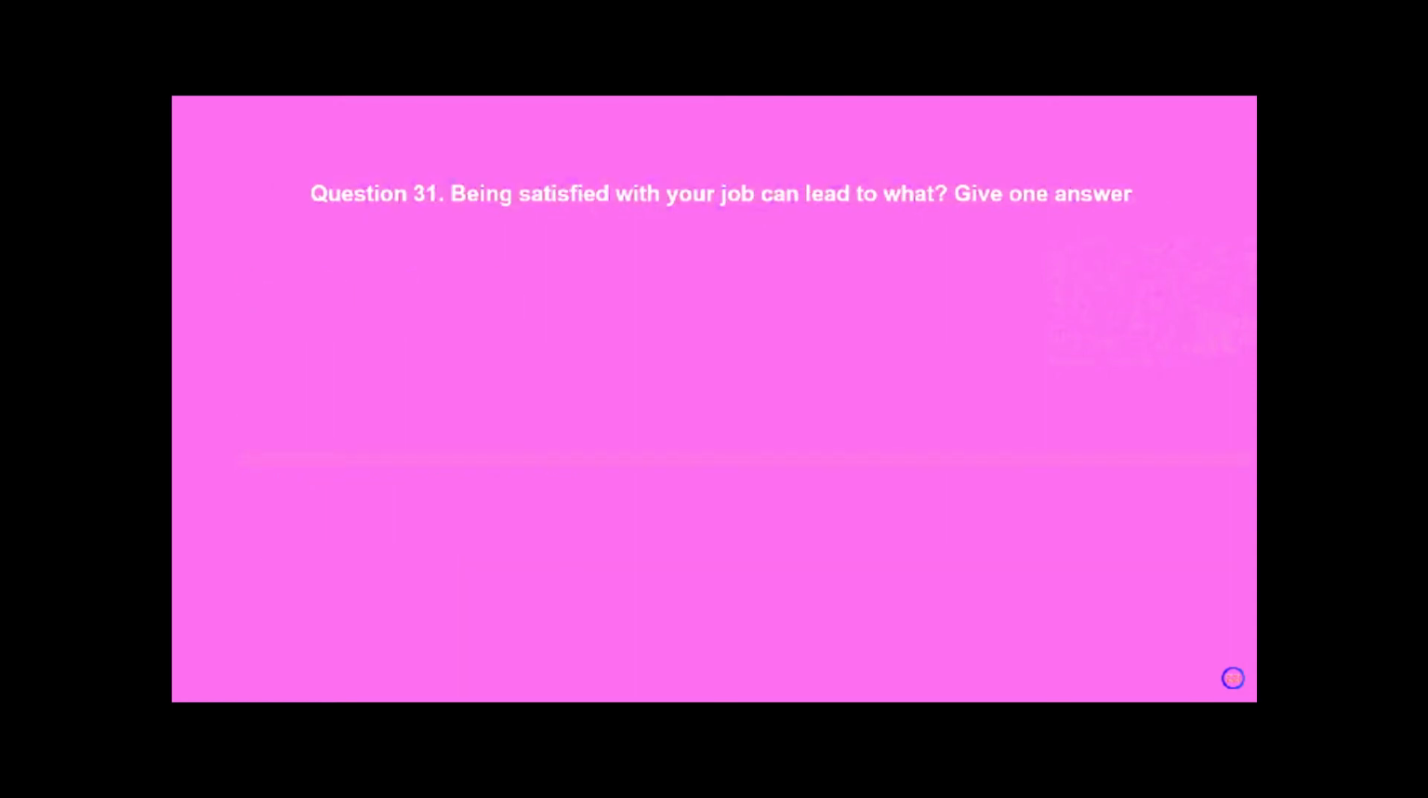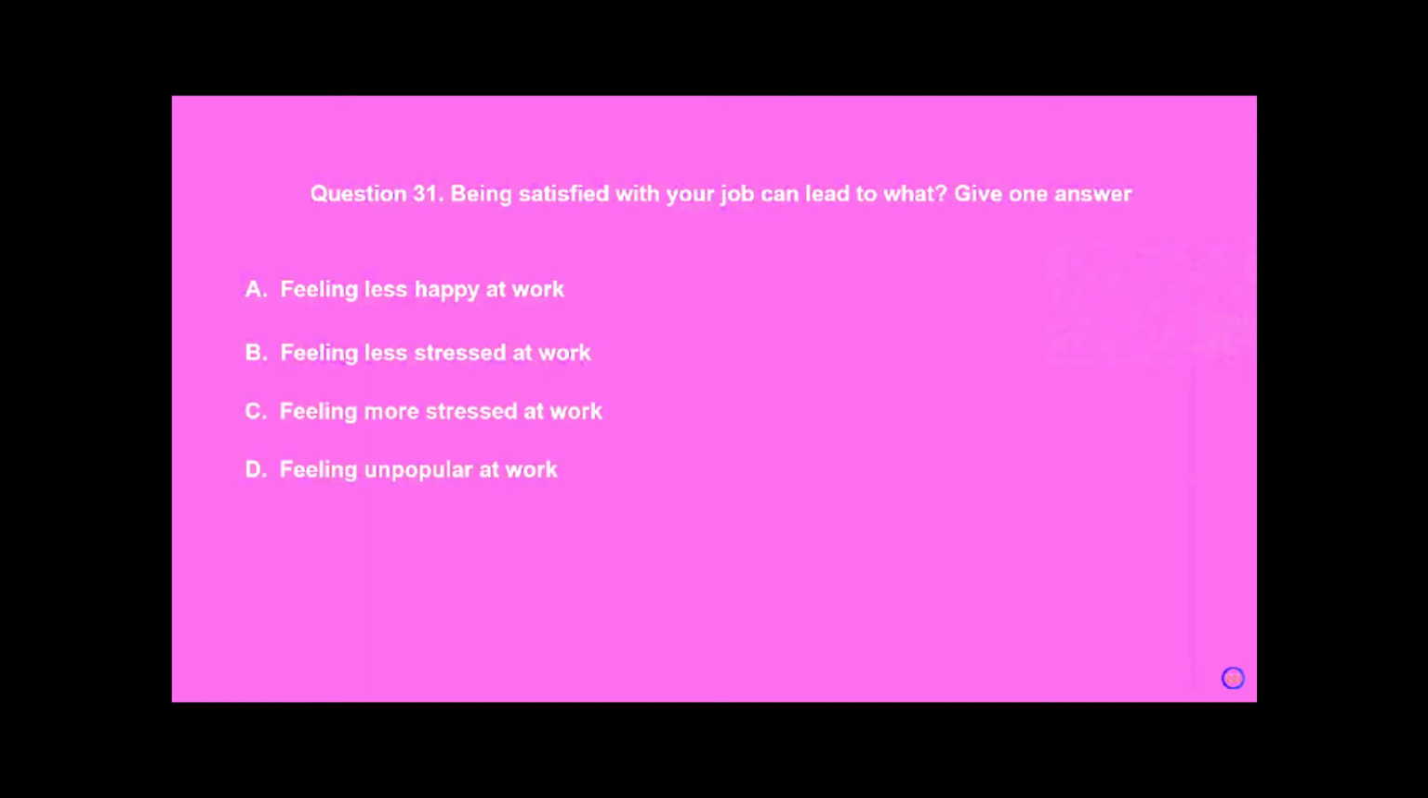Question 31. Being satisfied with your job can lead to what? Give one answer. A. Feeling less happy at work. B. Feeling less stressed at work. C. Feeling more stressed at work. D. Feeling unpopular at work. The correct answer is B. Feeling less stressed at work.